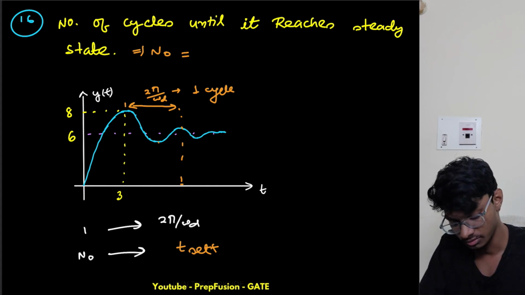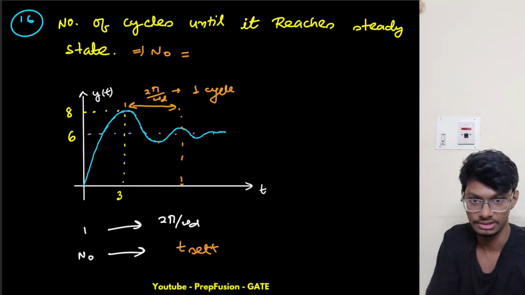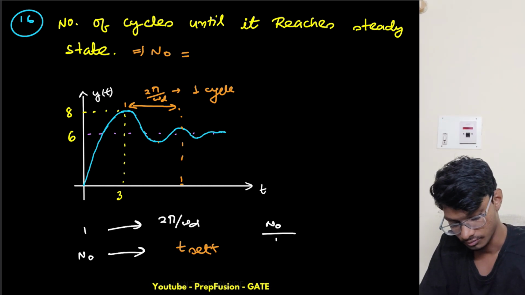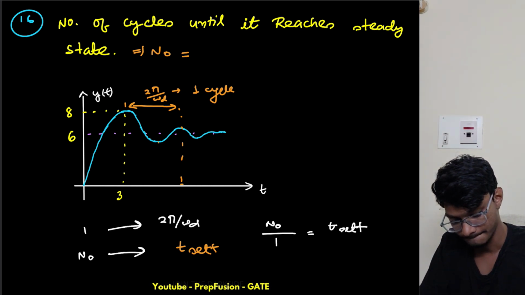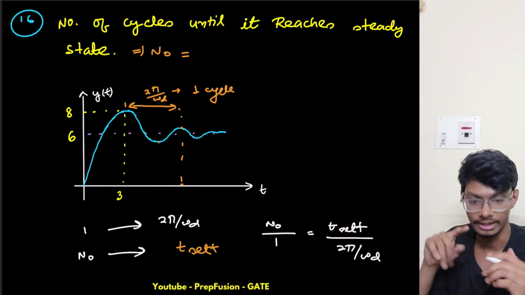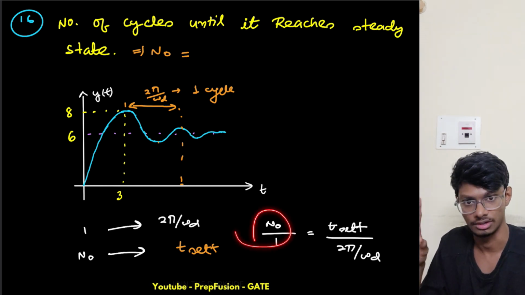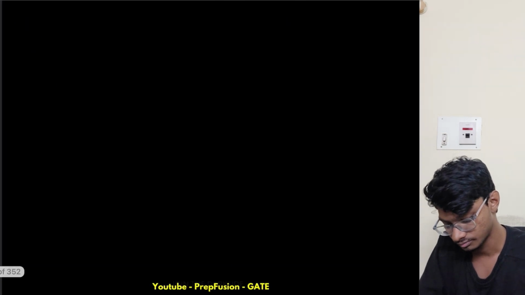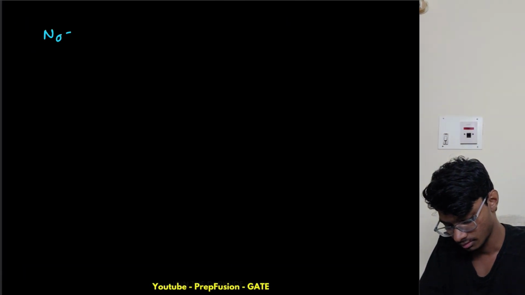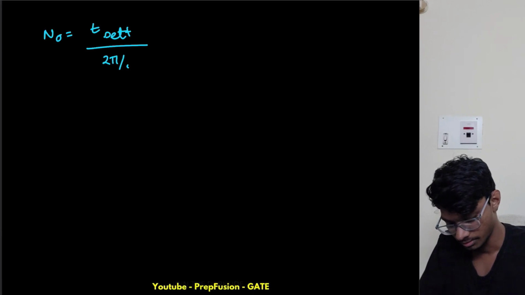So I can simply take the ratios, because these are proportional to each other. So NO by 1 equals t settling by 2 pi by omega d. You can also understand this as one cycle time period, and I get the total time. So total time by one time period will give me the number of periods. So this is my NO. My NO will be equal to t settling by 2 pi by omega d.